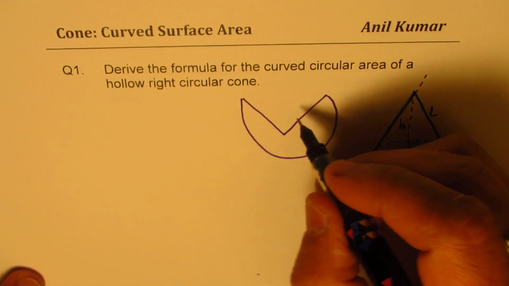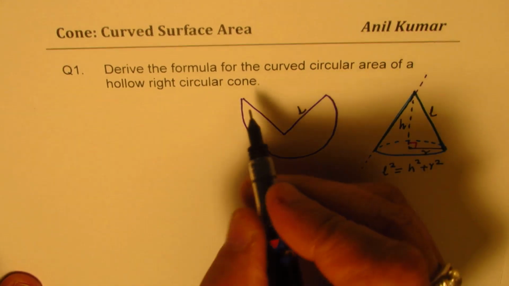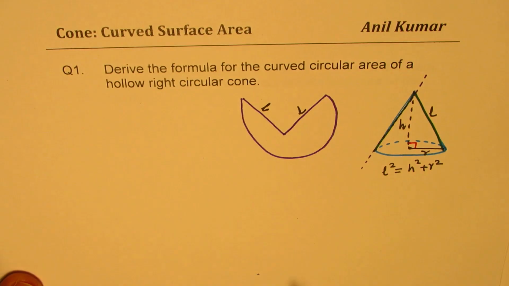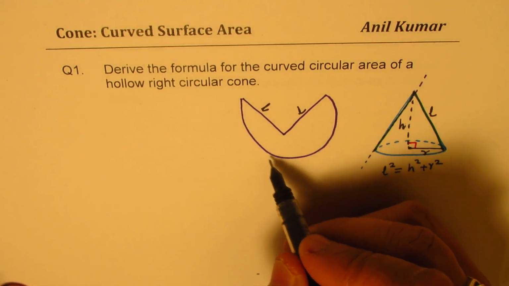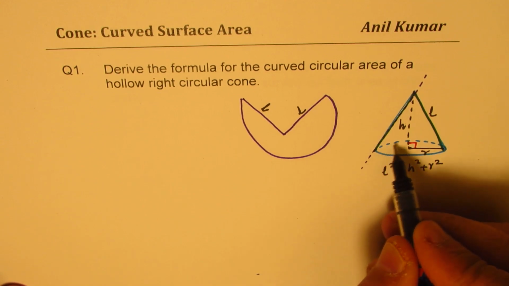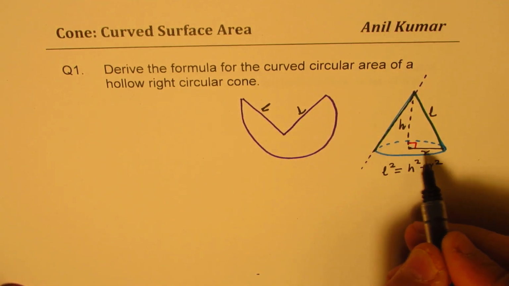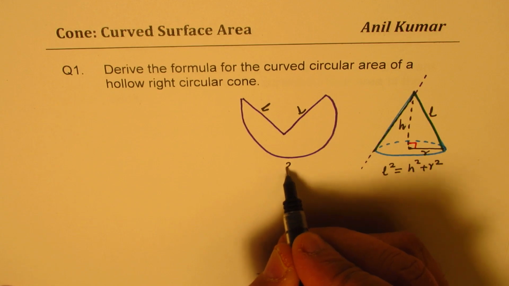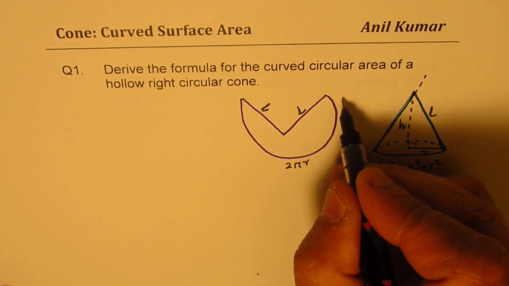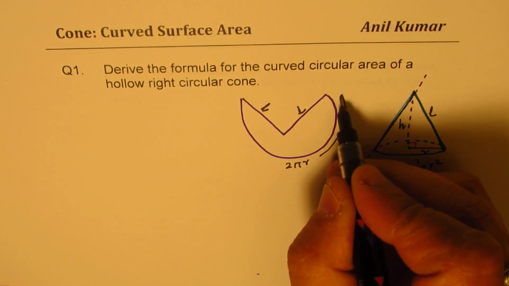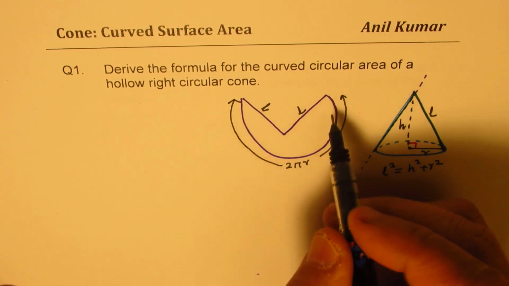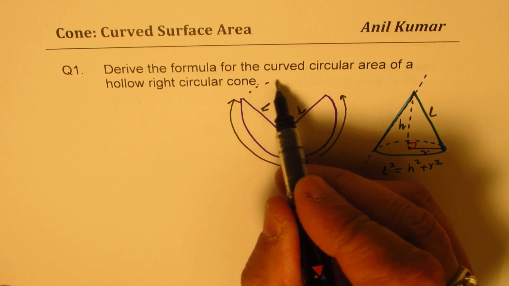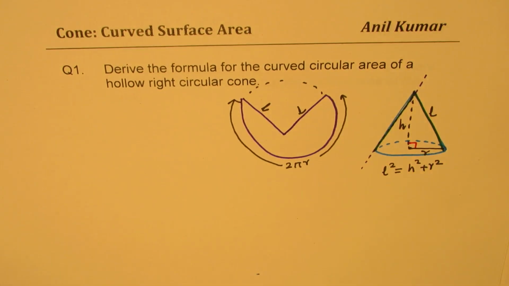So this length is L for you. Both sides the length is L. However, this length, which is kind of here, will be 2 pi r. R is the radius. So 2 pi r is going to be this much of the length, periphery. So we will not be able to make a full circle, right? But we'll make nearly a full circle.